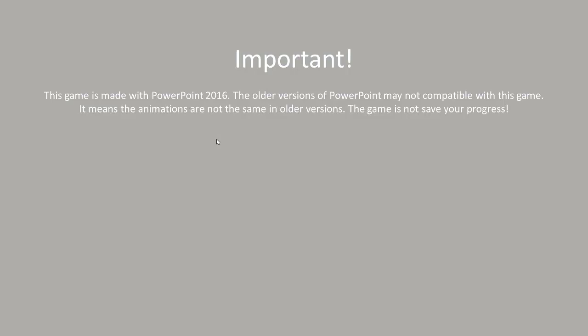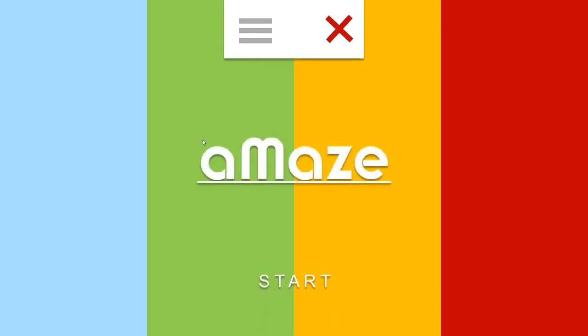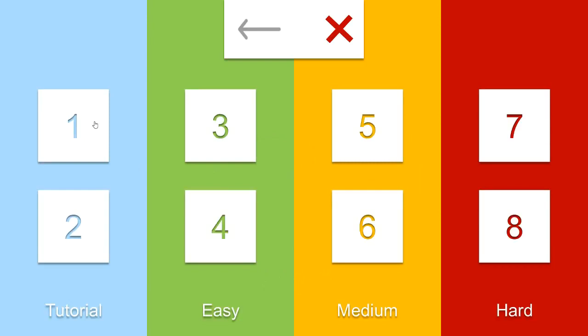Important: this is PowerPoint 2016. An older version of PowerPoint may not be compatible with the game, which means animations are not the same in older versions. Amaze. Let's start. And it does actually work like a normal game. How do you make them transparent? I really want to know how this guy made the numbers transparent.